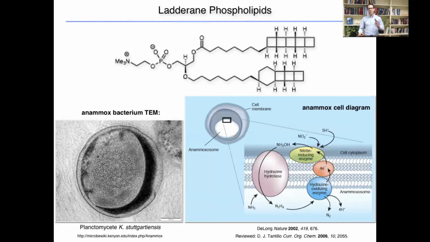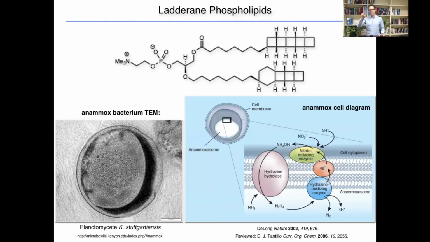And the reigning hypothesis for what these molecules do, or one of the purposes of them, was proposed by the original isolation chemists. They proposed that these lipids pack in a very dense manner and make a bilayer that is impermeable to small molecules. The small molecules they were talking about are some of the intermediates in the anammox process.